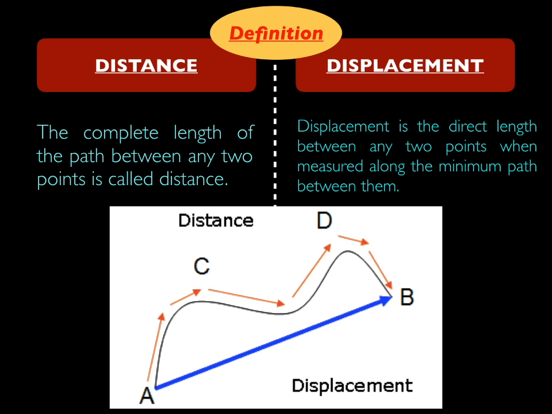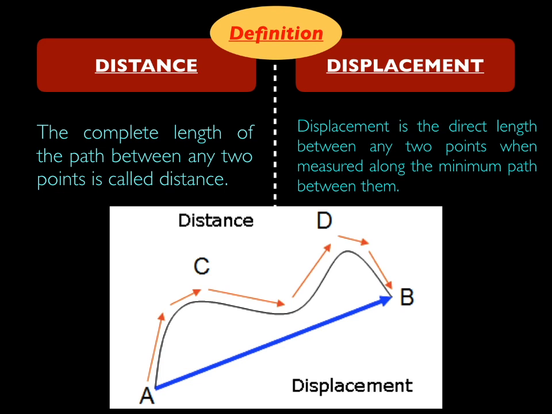The first point for the difference is definition. The complete length of the path between any two points is called distance, whereas displacement is the direct length between any two points, which is measured along the minimum path between them.